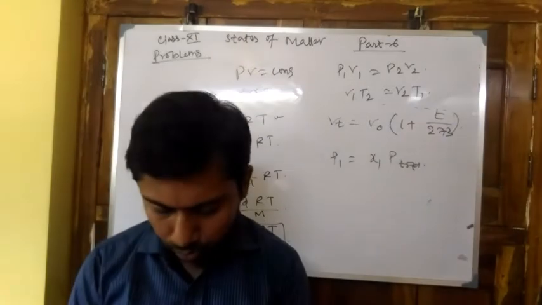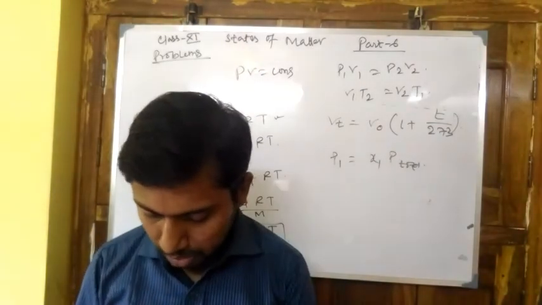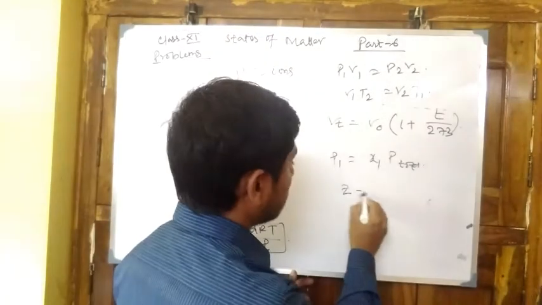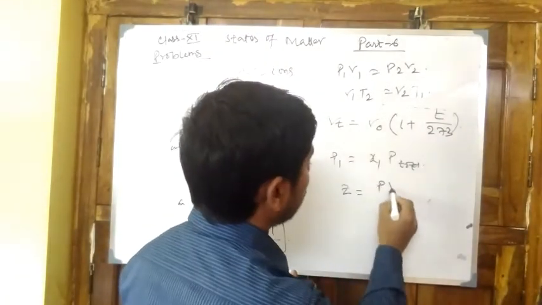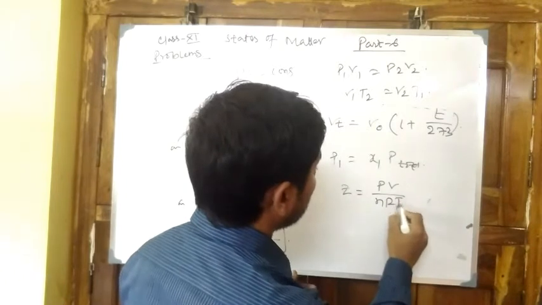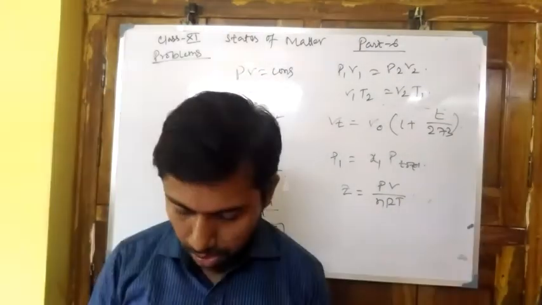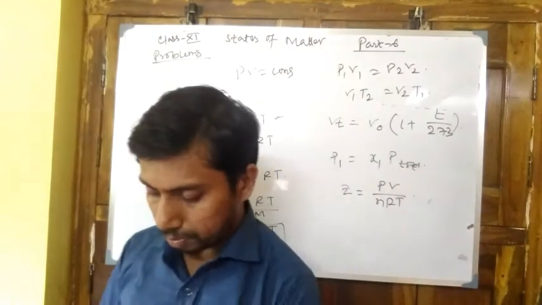These are the equations from this chapter. Now another one, that is Z, the compressibility factor. It is equal to PV by nRT. These are the equations from this chapter. Now go to the problems.